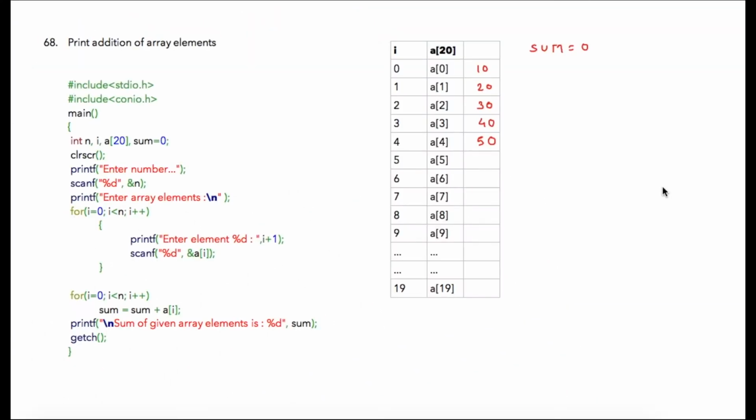In the next program, we are going to print the addition of all the array elements given by the user. So like the previous program, I'm using a similar set of variables, plus I'm adding a variable sum equal to 0 to add up all the array elements. So here I'm asking the user to enter n, that is the number of array elements that the user wishes to enter.